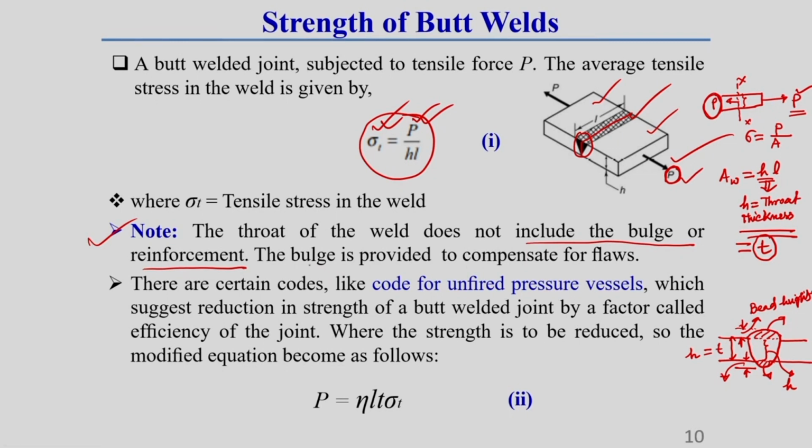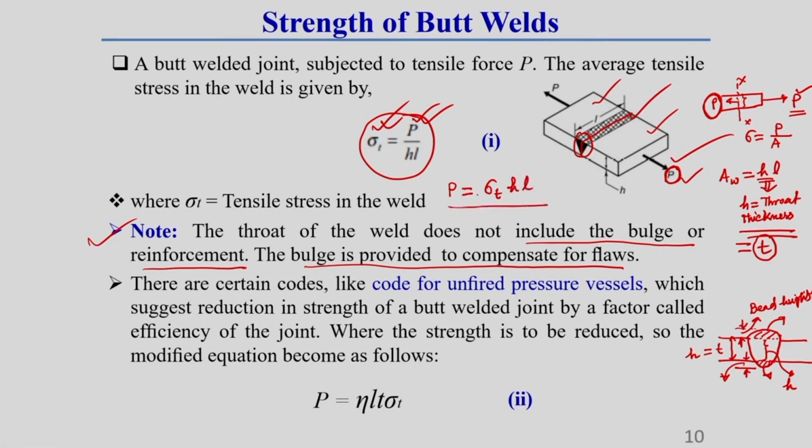This bulge is generally provided to compensate for flaws. That means the top reinforcement and bottom reinforcement are provided to compensate for flaws, if there are any inside this weld joint. So, from this equation 1 we can write the applied force P as equal to sigma T into H into L.